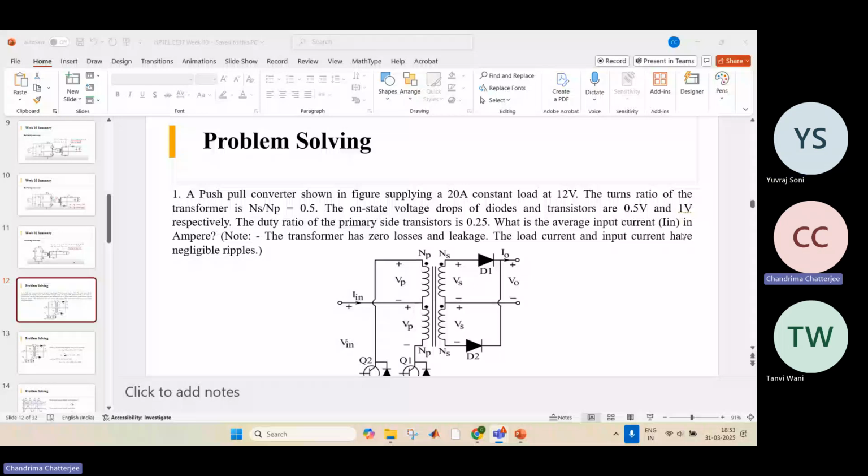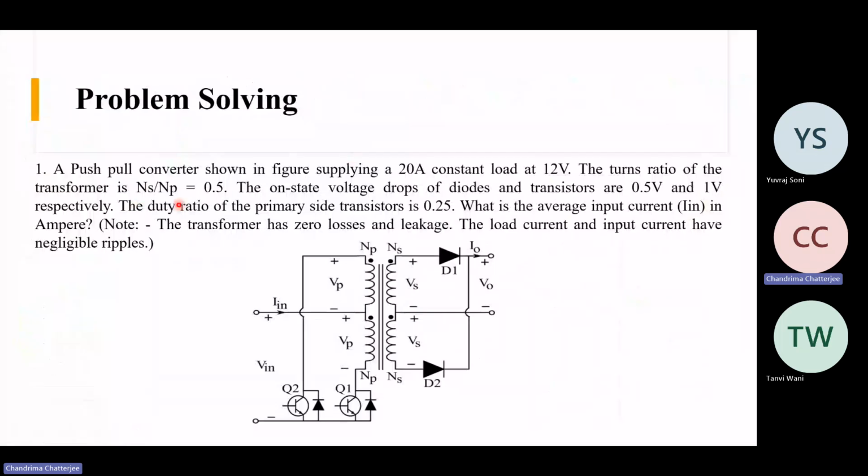Yeah. So what they are asking is that the load current value and the load voltage value are given, and the turns ratio is also given, NS by NP. The on-state voltage drops of diode and transistors are 0.5 volt and 1 volt. The duty ratio of the primary side transistors is 0.25. So the duty ratio is 0.25 for both transistors.